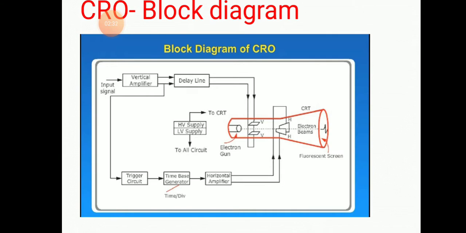First we'll move on to the CRT, cathode ray tube. It is the heart of the CRO. It produces a sharply focused beam of electrons accelerated to very high velocity. The beam travels from its source, that is the electron gun, to the front of the CRT, where it strikes the fluorescent screen.